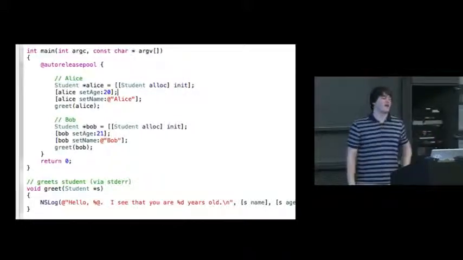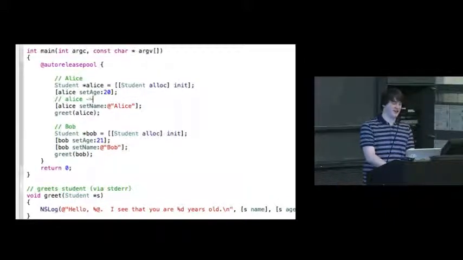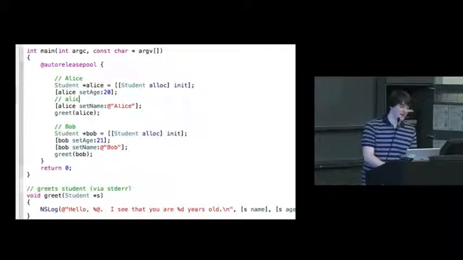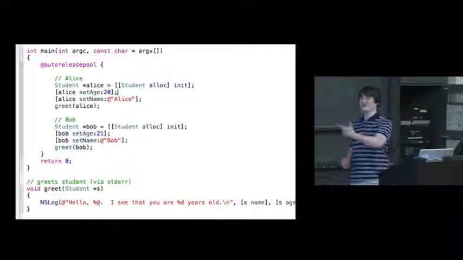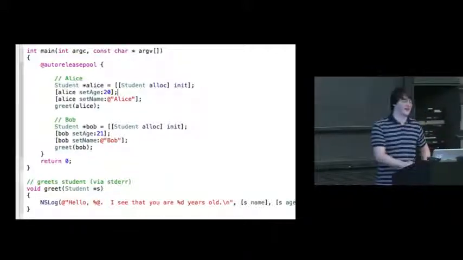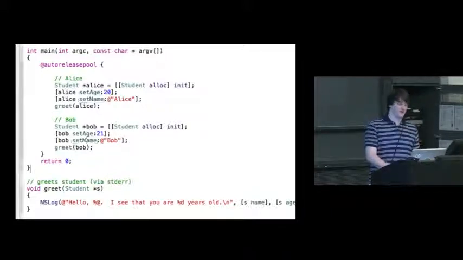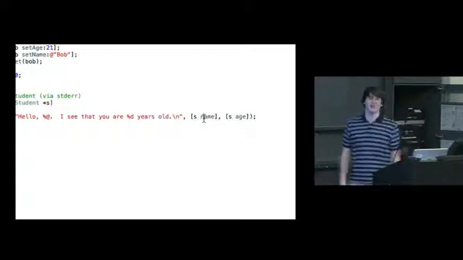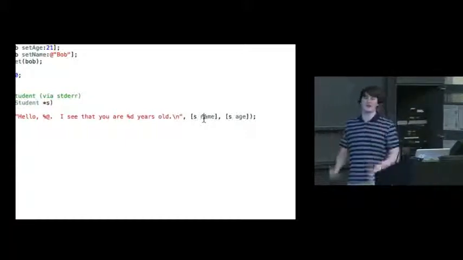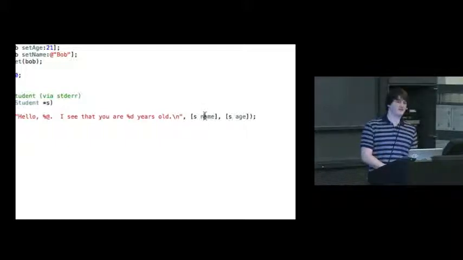Okay, and now, instead of directly doing Alice arrow age equals 20, which is bad, we are saying Alice setAge 20. We are sending the message setAge with the argument 20 to Alice, and we're setting the name to Alice. And similarly with Bob. And then what greet is going to do is use this sname and sage. We're going to send those getter messages to get the appropriate instance variables.